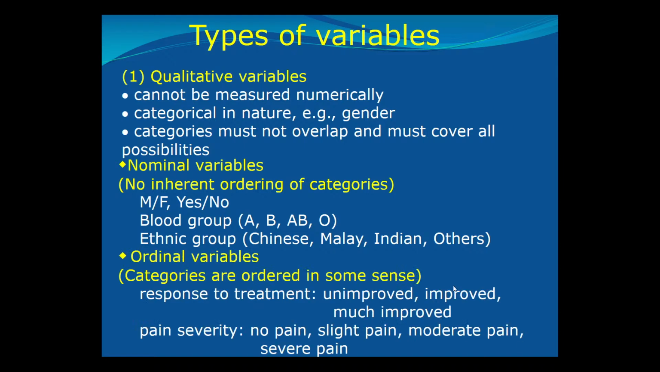And for ordinal variables, categories are ordered in some sense. Examples are the response to treatment: unimproved, improved, much improved, or pain severity: no pain, slight pain, moderate pain, severe pain. So we can order according to some criteria.